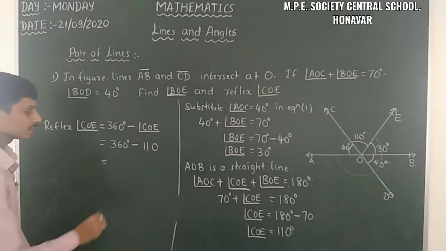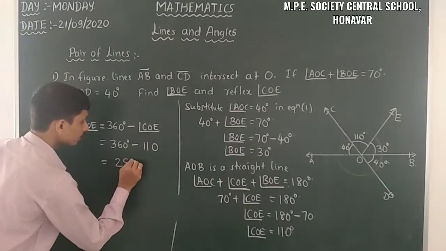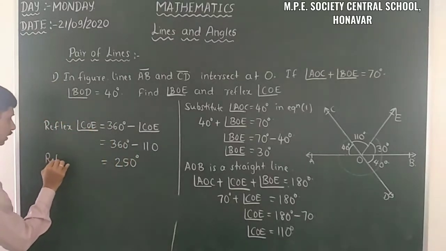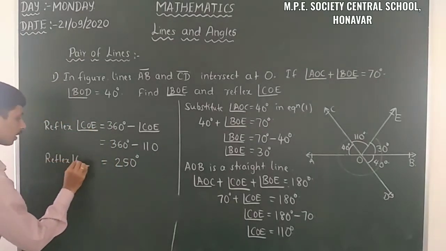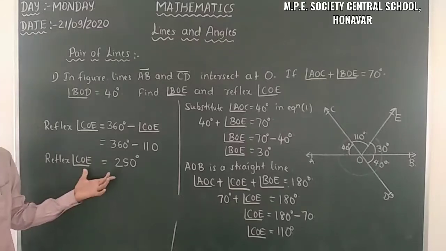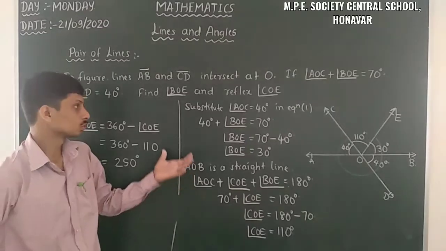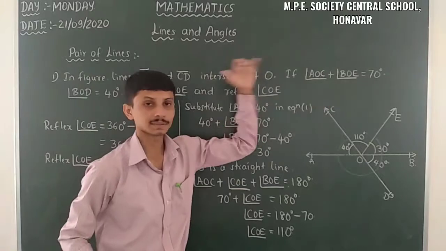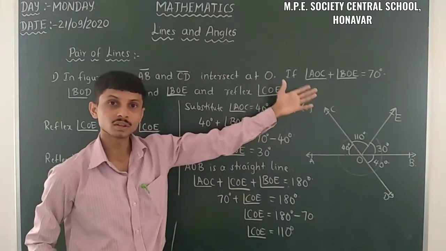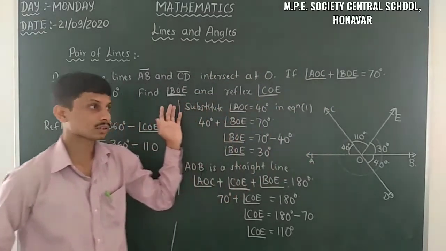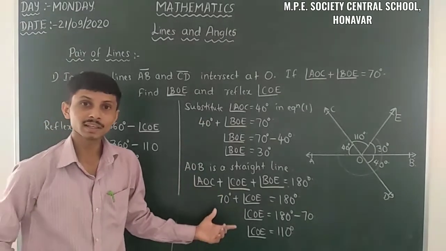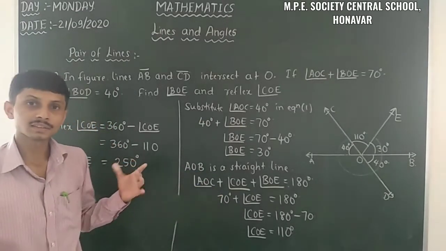That means what do we get? Here it is 250 degrees. So reflex angle COE is equal to 250 degrees. So we found angle BOE from that expression, from the given quantities, and then we found angle COE, then reflex angle COE.